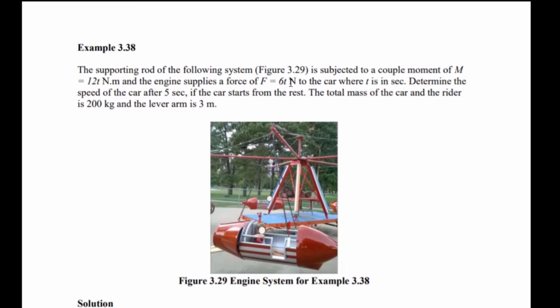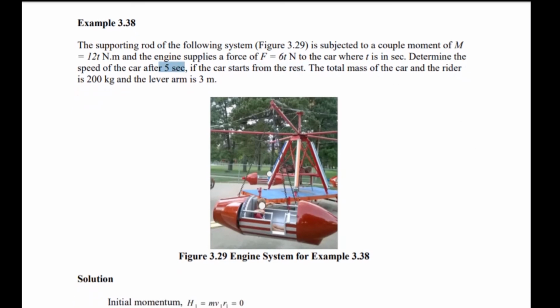Now again, what is N? N means Newton. What is N times m? That means Newton times meter, which is a moment. Find the speed after 5 seconds, starting from rest. That means the initial velocity was 0. We need to find the velocity after 5 seconds. So it is the same concept, but the only addition is that there is an additional force here. Last time there was moment only.